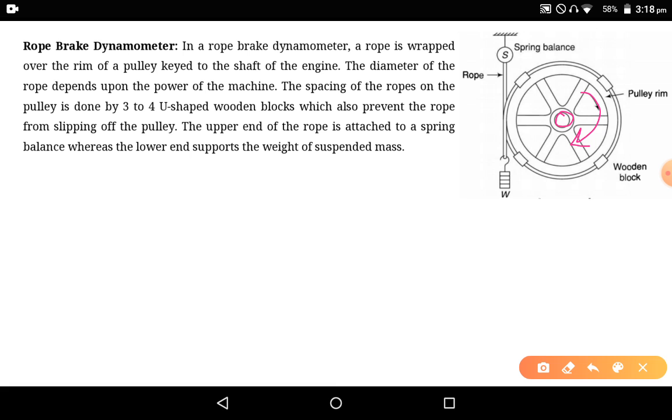And you have wrapped a rope over this pulley, and one end of that rope is connected to a spring balance, and on the other end you have put some weight or some mass to apply the friction force, right. So there will be two sides, one will be the slack side of the rope and the other will be the tight side of the rope.